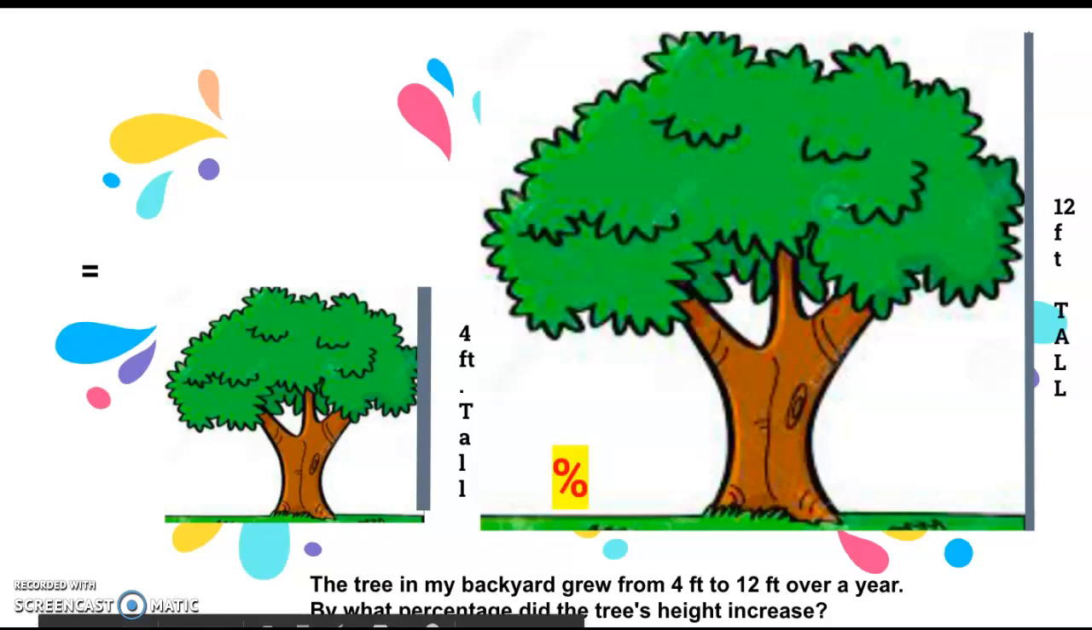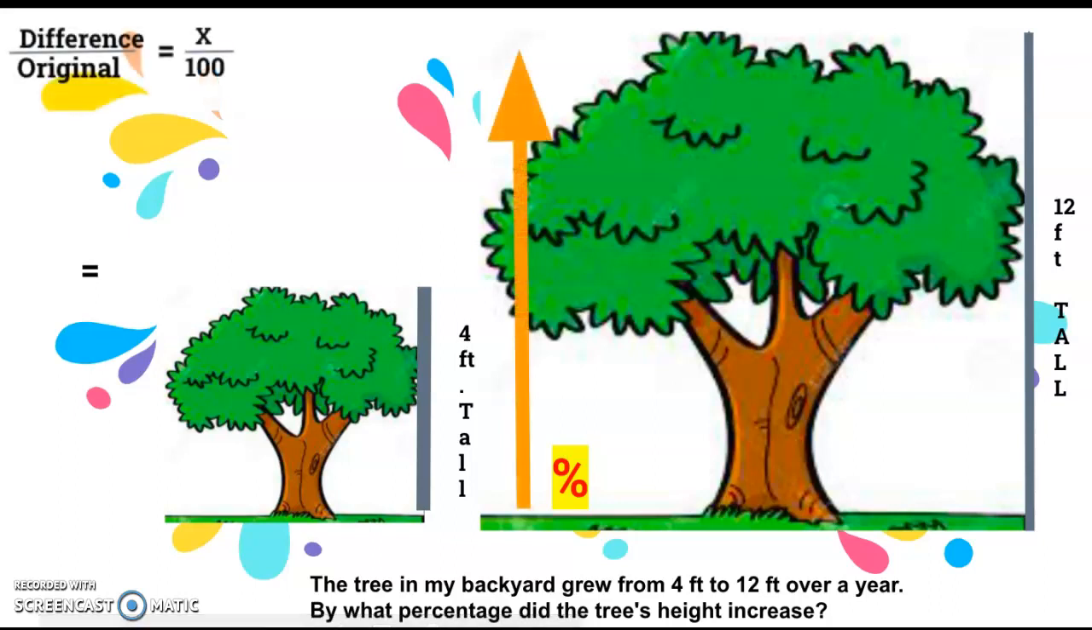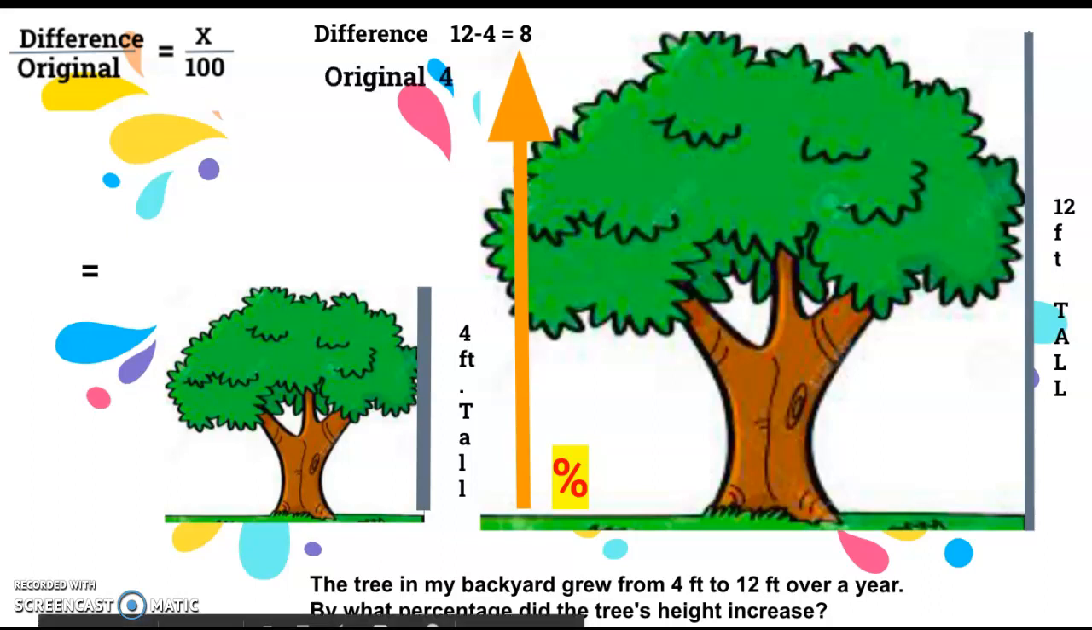We know we have an increase, so we set up our formula, which is difference over original, equivalent to x over 100. The difference between the heights of the tree is 12 minus 4, which gives me 8. And the original is 4, because that's the height we originally started out with. So I'll place the 8, which is the difference, over the original 4, equivalent to x over 100.